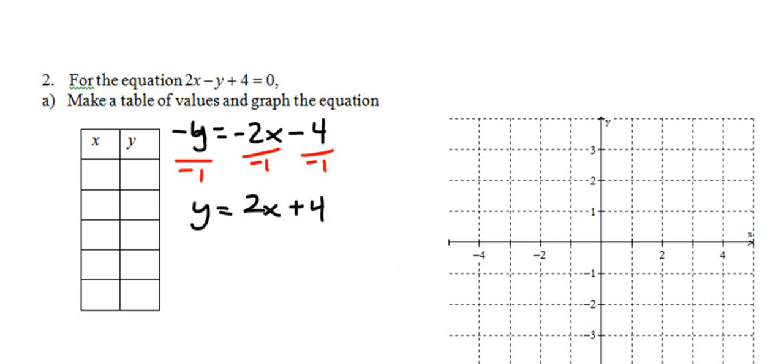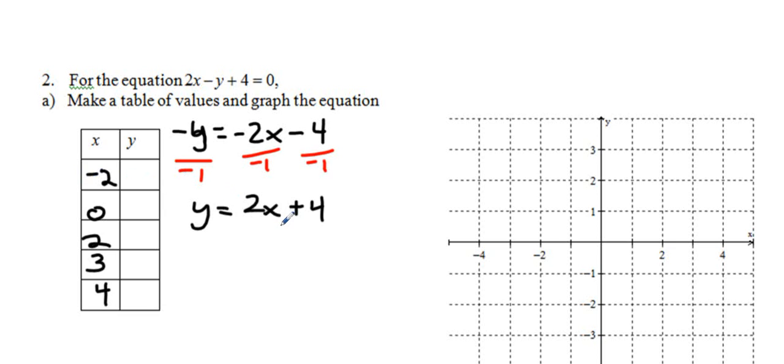And now I can make a table of values. And remember, when I'm making a table of values, I get to pick the values for x. And because I can see on my table I have negative x values and I have positive x values, why don't I just use a variety? So negative 2, 0, 2, 3, and 4. How about that?